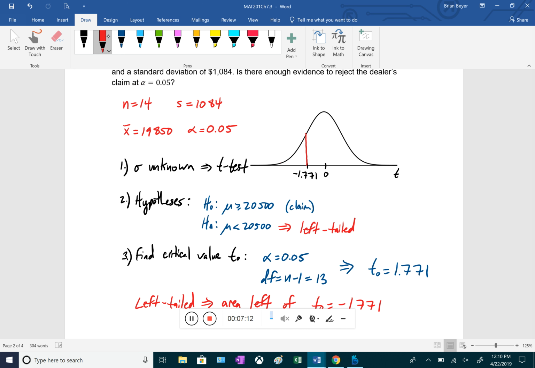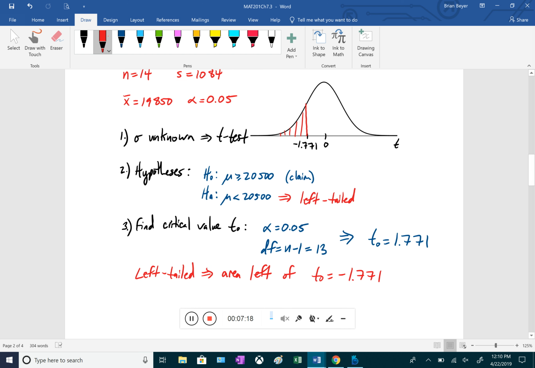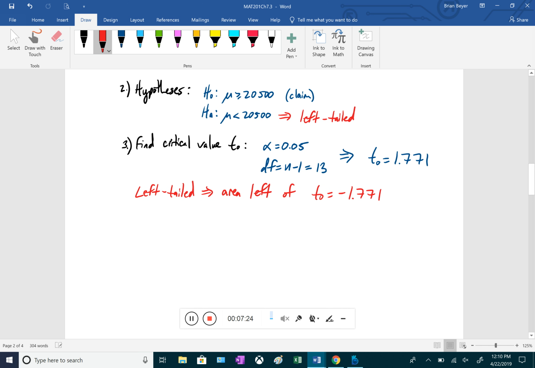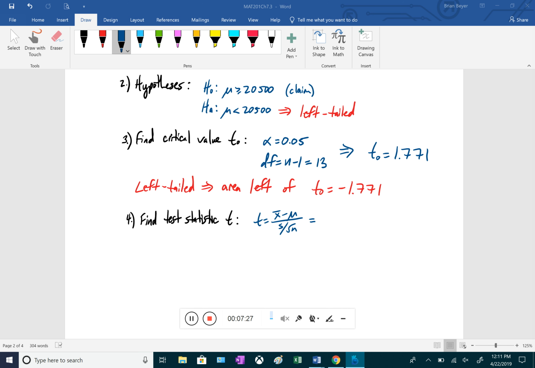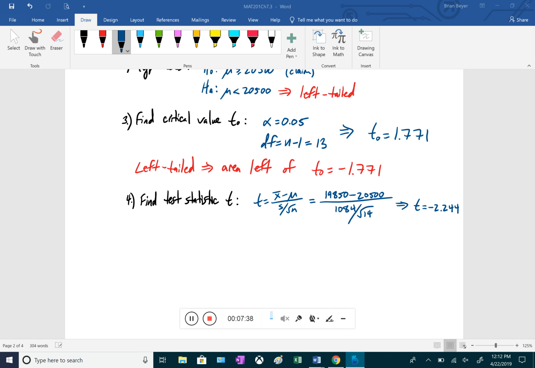So now what we have to do is calculate the standardized test statistic, which is like the t-score, and see if the t-score falls within the interval to the left of negative 1.771. That's going to be t equals x bar minus mu over s divided by the square root of n. We have all these numbers from the problem. They were given to us, so we plugged them all in, and we end up getting the t-score is negative 2.244.